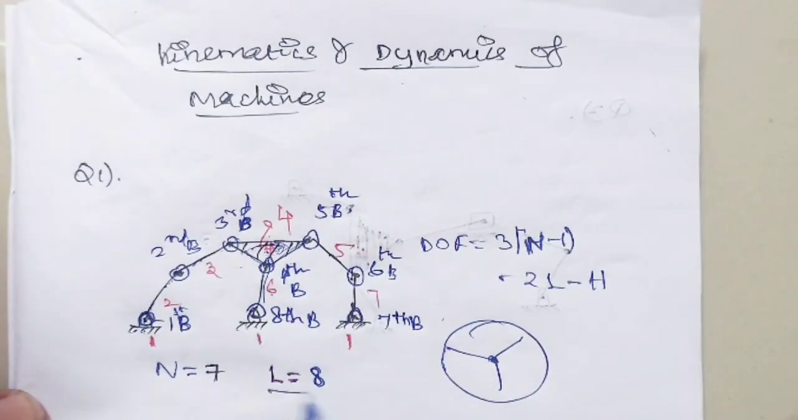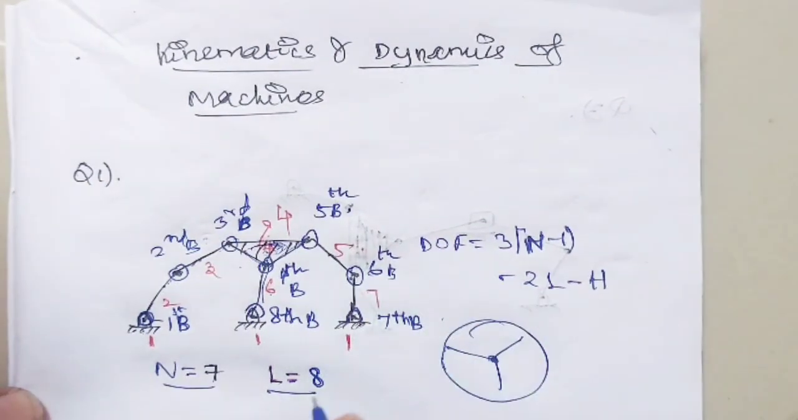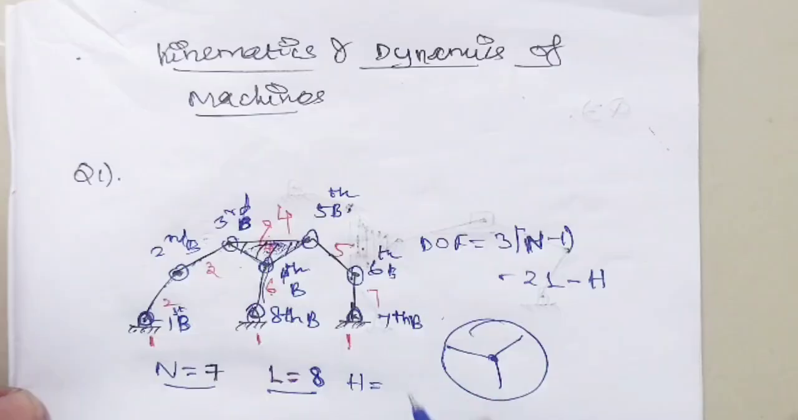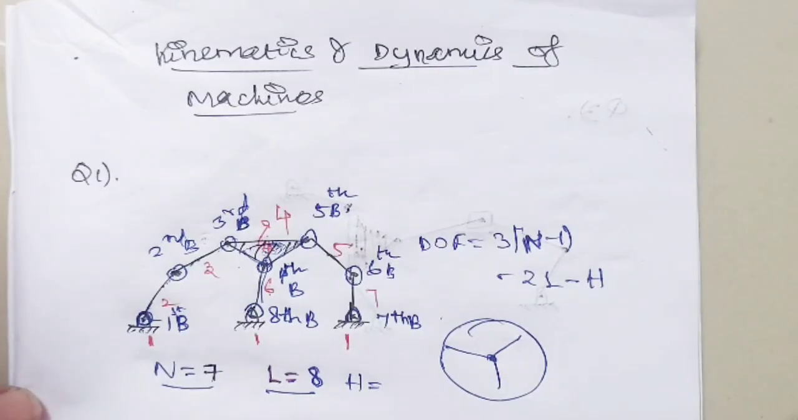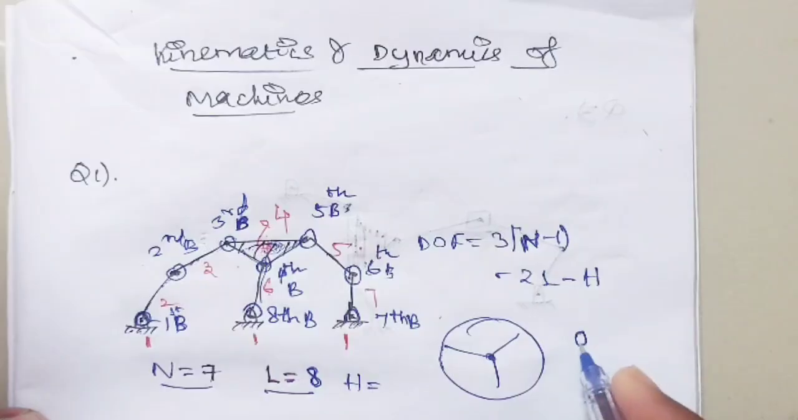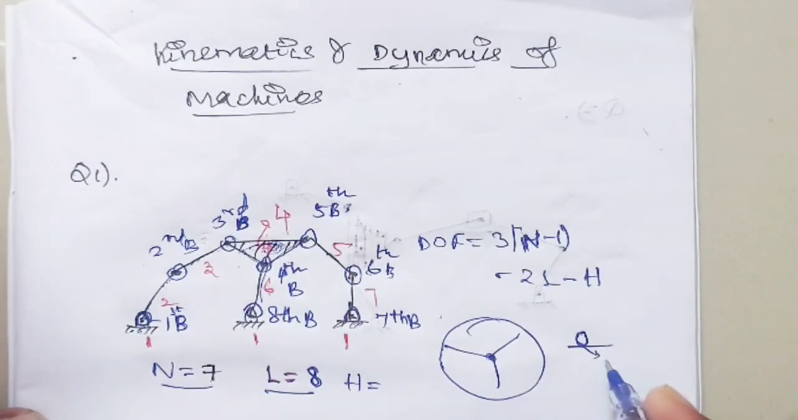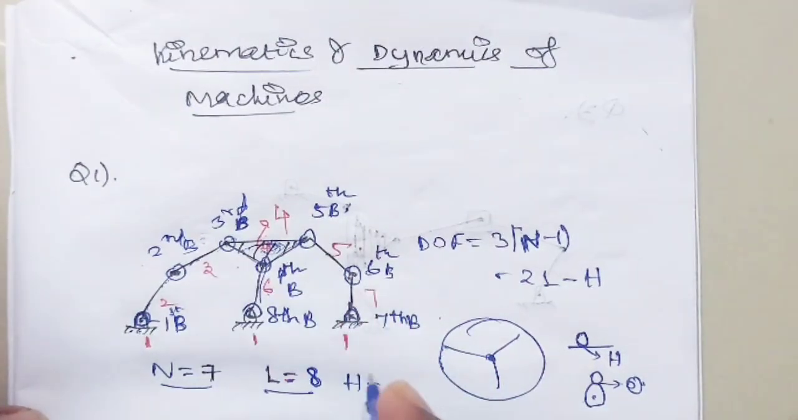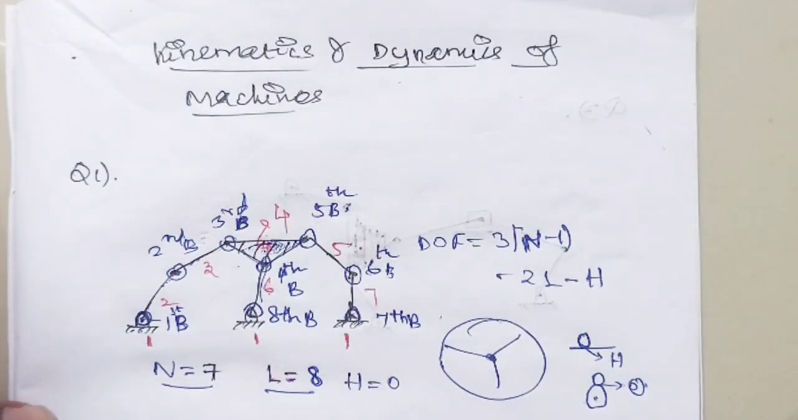And then we have to find out L and N, and then we have to find out H. H is the higher pair. A higher pair is only considered for rolling systems. For example, if you drive a car, there will be a tire, so this tire to the surface is considered a higher pair. Or if we consider a cam-like structure and a roller, this particular point is considered a higher pair. Here there is no higher pair like that, so we can consider it as 0. Then we can apply all these values in the formula.